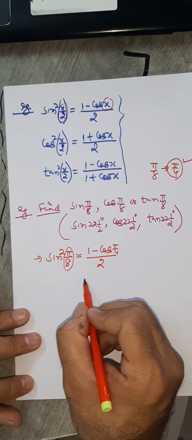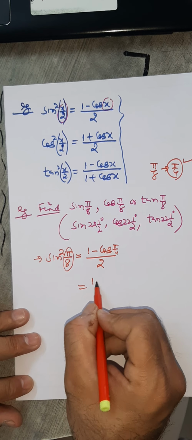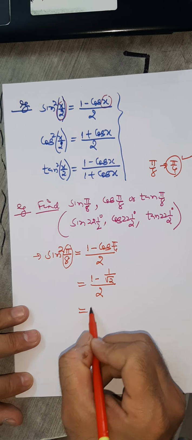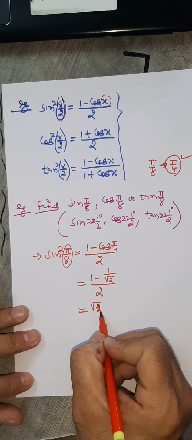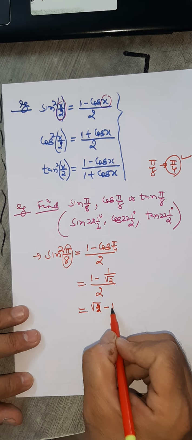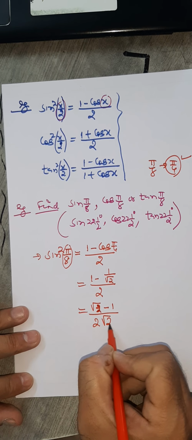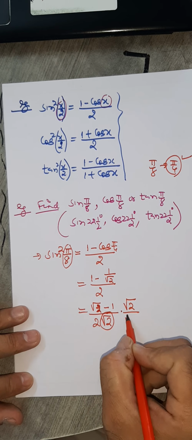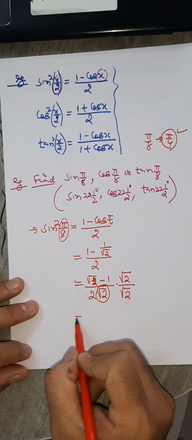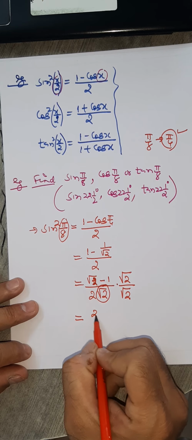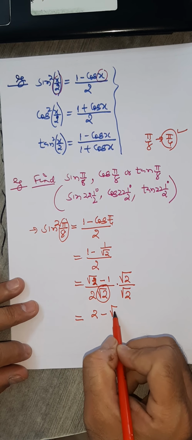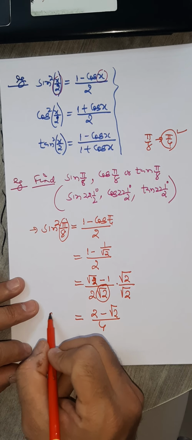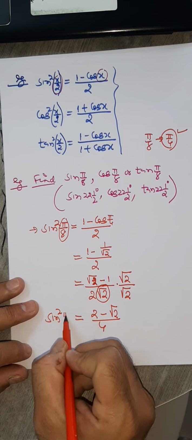Got it? This way. Now cos pi by 4, you know what is cos pi by 4? 1 by root 2, the whole by 2. So this will be root 2, if I take LCM, minus 1 upon 2 root 2. You can just rationalize this root 2. So multiplying and dividing by root 2, what I'll get here? Root 2 gives you 2 minus root 2 upon root 2 and by 4. This is the value of sine square pi by 8.